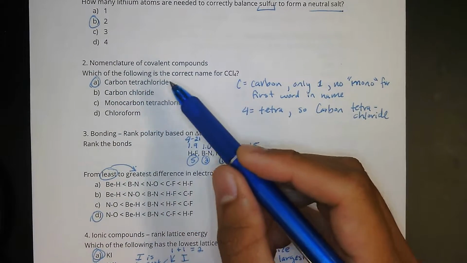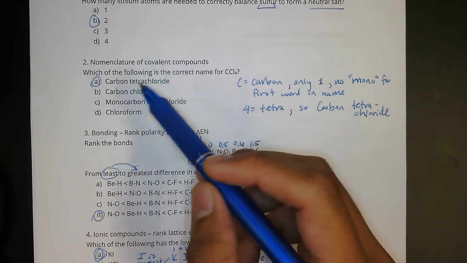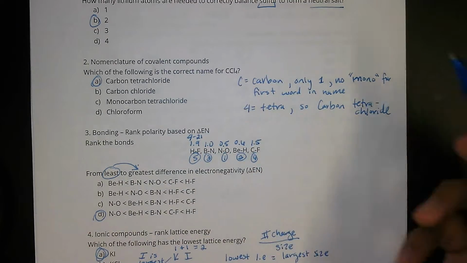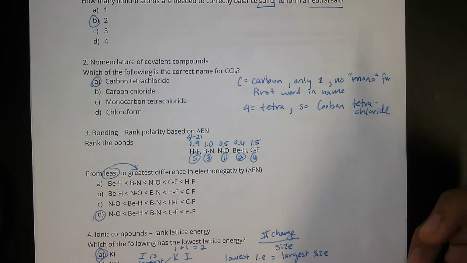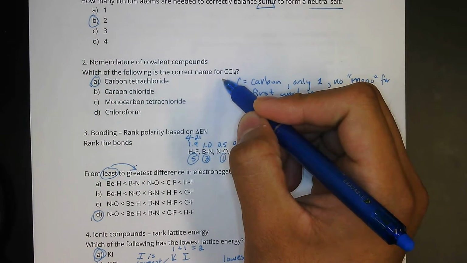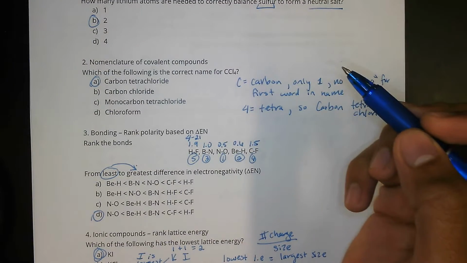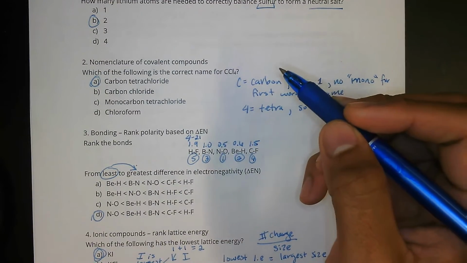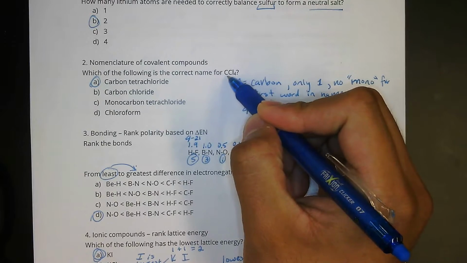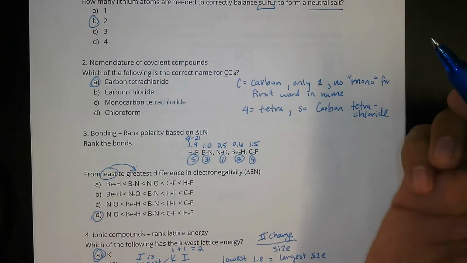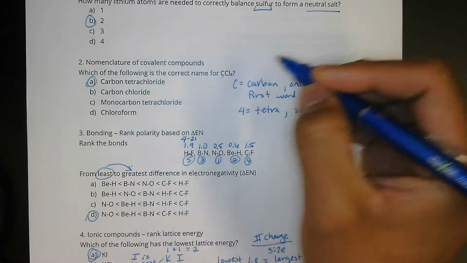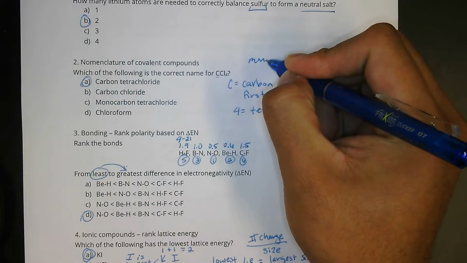For question number 2, it says nomenclature of covalent compounds. Which of the following is a correct name for CCl4? Remember that for these types of molecules, these covalent molecules, or covalent compounds, whatever element you have first, you just give it its name. If you only have one, remember that your prefixes are mono.